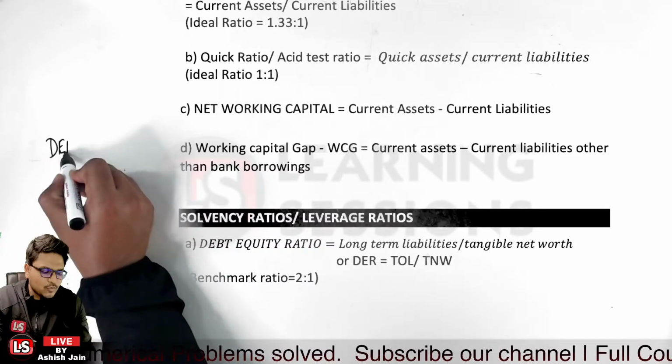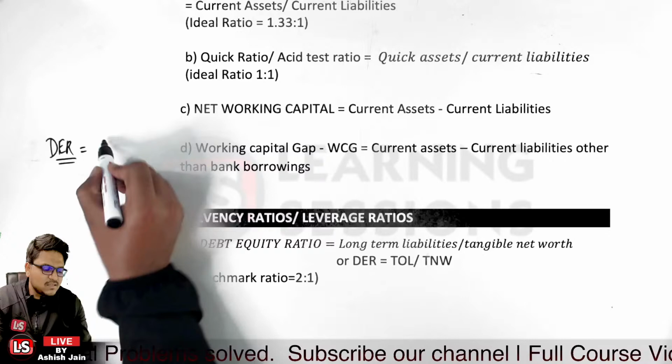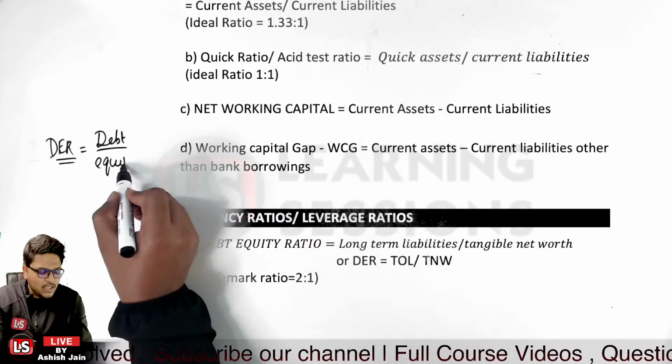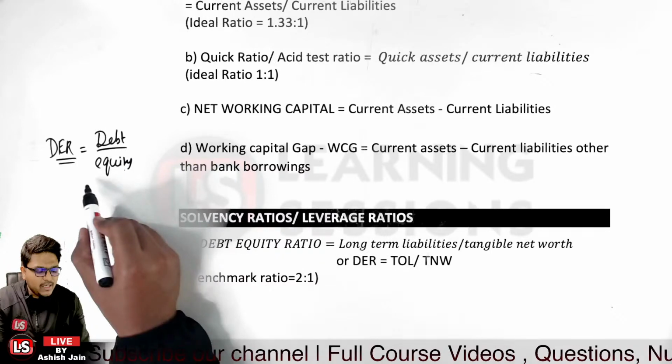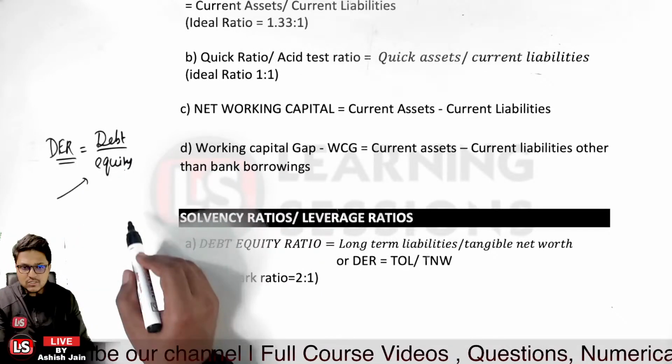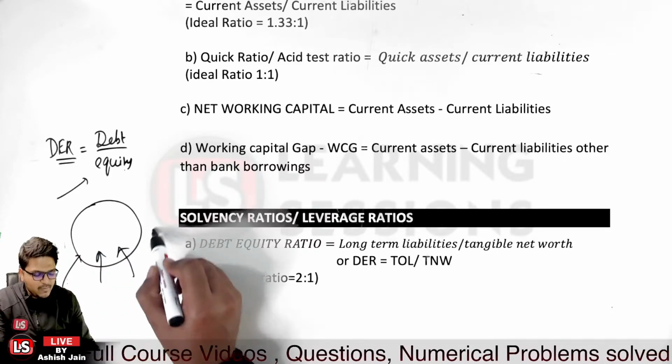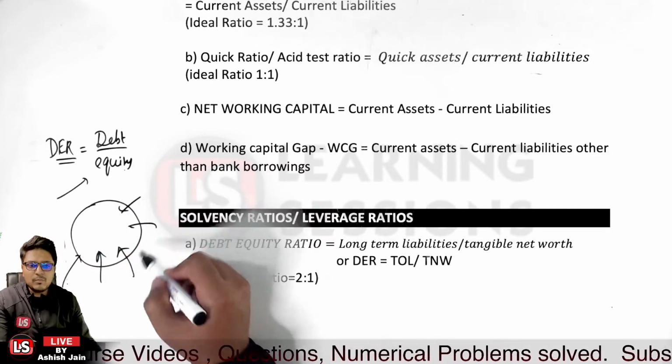Now, what is debt equity ratio? As the name suggests, debt divided by equity. Equity indicates what? It indicates our own funds. If we talk about a public limited company, shareholders' equity represents the company's own funds.